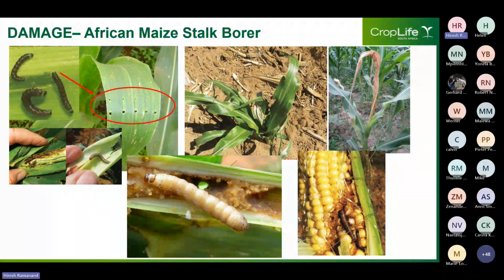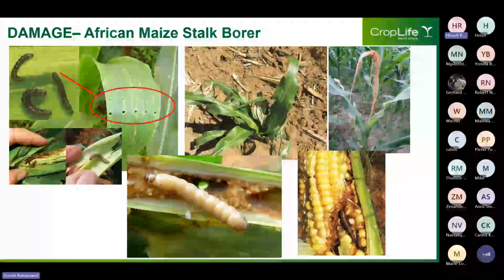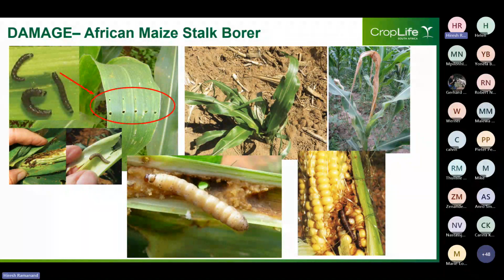Extensive tunneling into the stems from the 3rd instar onwards results in long frass-filled galleries, as can be seen here, which weaken the stems, resulting in breakages. For those that do not know what is meant by frass, this is simply a nice way to say insect poo. Now, larvae which bore into the maize cob, as we see here, will feed on the developing kernels, leaving cobs filled with frass, thereby negatively affecting production, which results in losses.